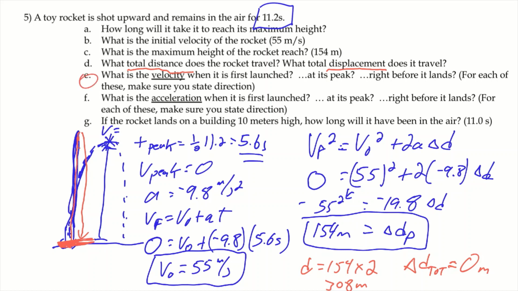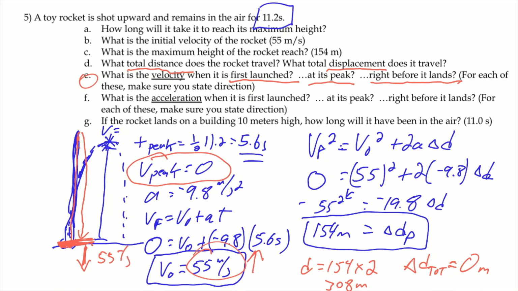All right, letter E, velocity when it's first launched. We already found that, right? That would be the 55. The velocity at the peak, we already found that. That would be 0. Right before it lands, well, again, if it's a symmetrical journey, the speed up was 55 up. That means the velocity down should be 55 down. Or you could put negative 55, but the key is just understanding that it's moving downwards.